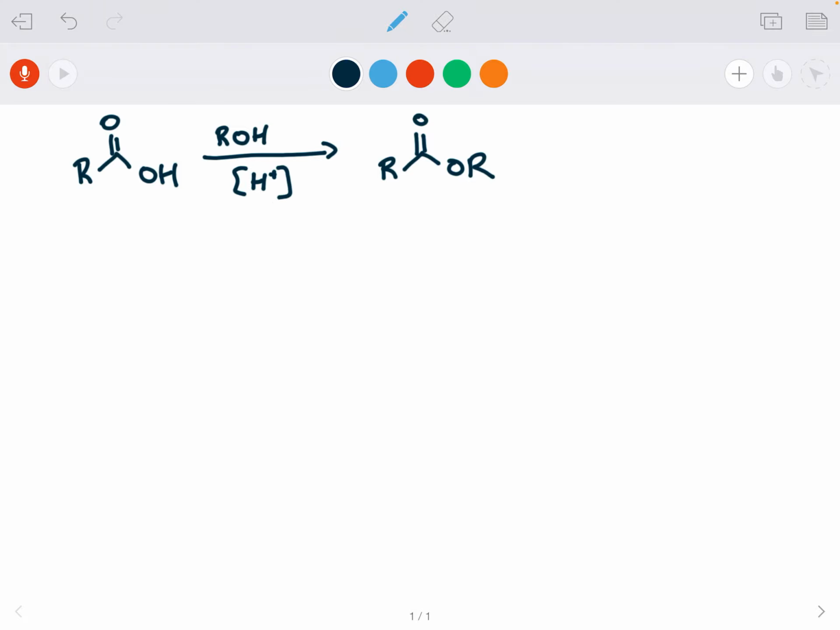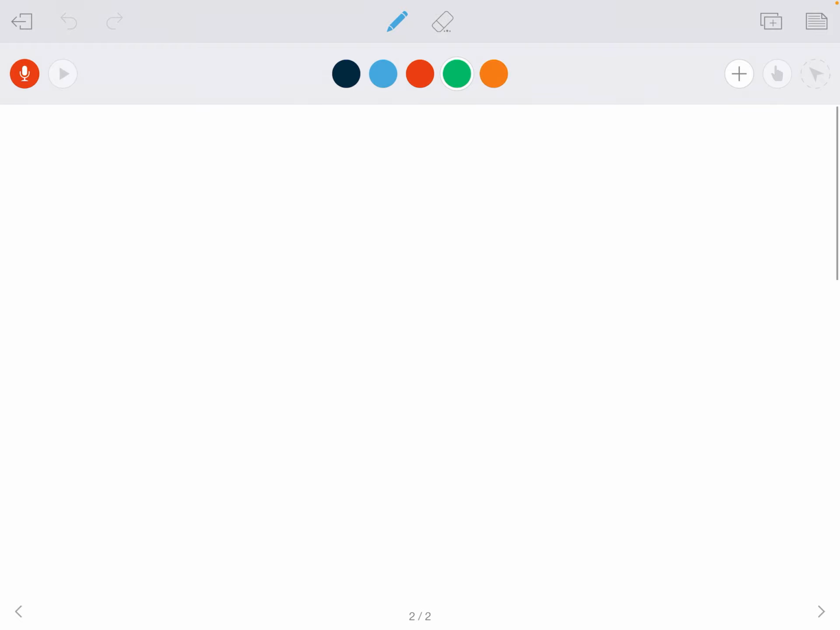So what's beneficial for the Fischer esterification is the solvent I use is the reactant. I can just run this reaction in methanol, say, and I'll get the ester if I'm looking for the R group right here to be a methane group. Okay, so what is the mechanism of the Fischer esterification?